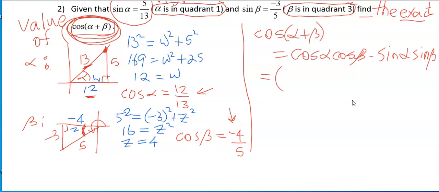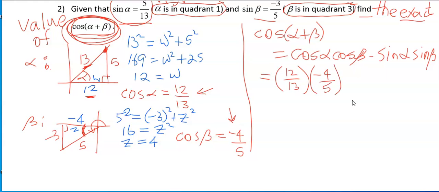So let's read now from the calculations we just did. We had to find the 2 values of cosine for alpha and beta, but we were given the sine of alpha and the sine of beta. So you can just fill those in as necessary. The cosine of alpha was 12 over 13. And the cosine of beta was negative 4 over 5.